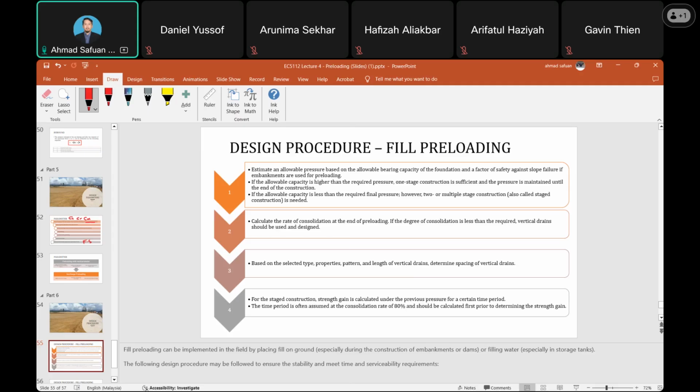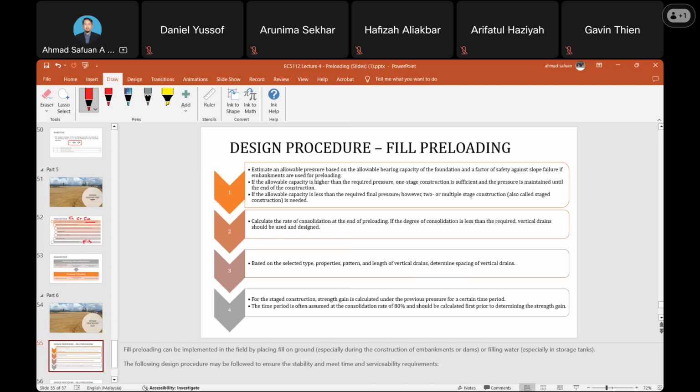If the allowable capacity is higher than the required pressure, then one stage loading is sufficient. Then the pressure is maintained until the end of the construction. So once we calculate, then we found that the allowable capacity is higher than the required pressure. So only one stage loading is required.